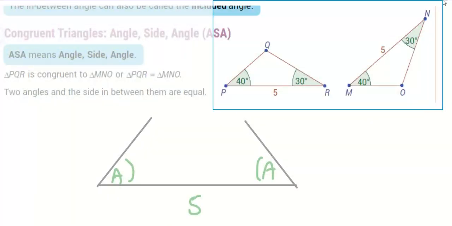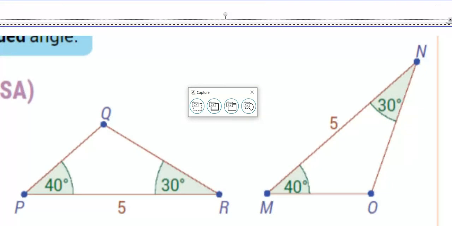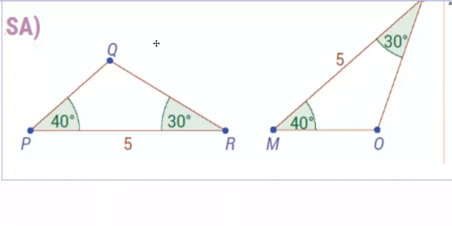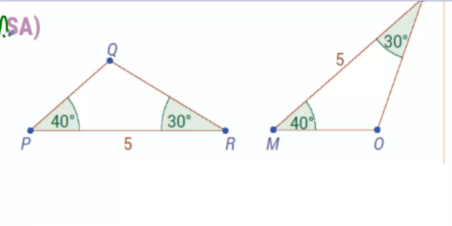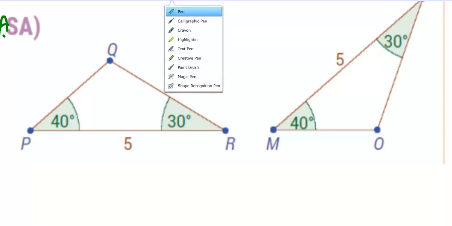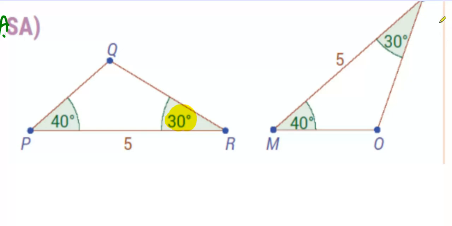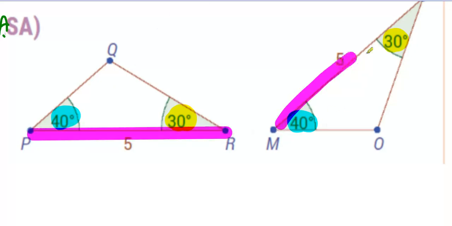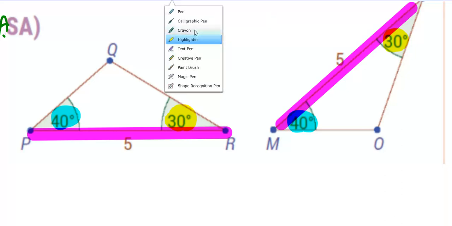Okay, now, here it is, as large as I can get it. Alright, James. We have 30 marked off with 30. We have 40 marked off with 40. And finally, we have 5 marked off with 5. Everybody agreed? So, what do we think the deal is here? They're congruent by ASA.